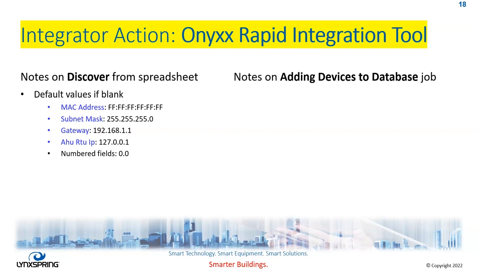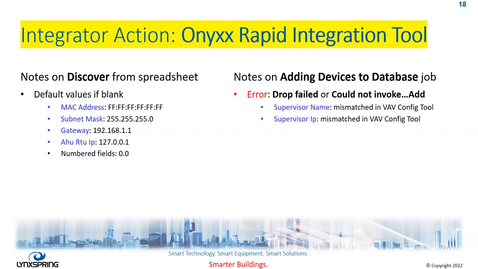it may fail. But with any other kind of text or number entry fields left blank, defaults are going to be added. The MAC address is going to go to all Fs. The subnet mask would go to 255.255.255.0, or subnet 24, as some people may call it. The gateway will go to 192.168.1.1. The RTU IP address is going to be 127.0.0.1, and any number fields are going to be 0.